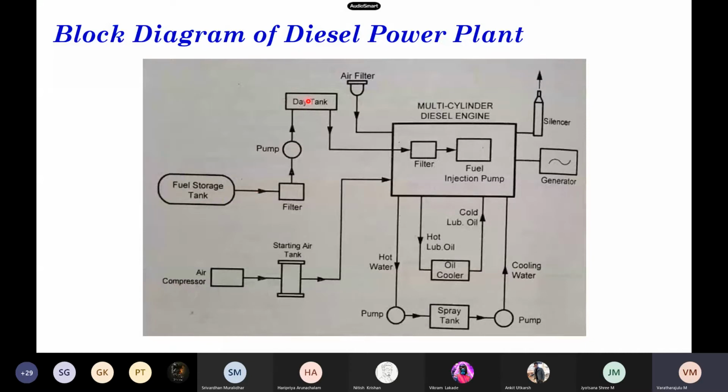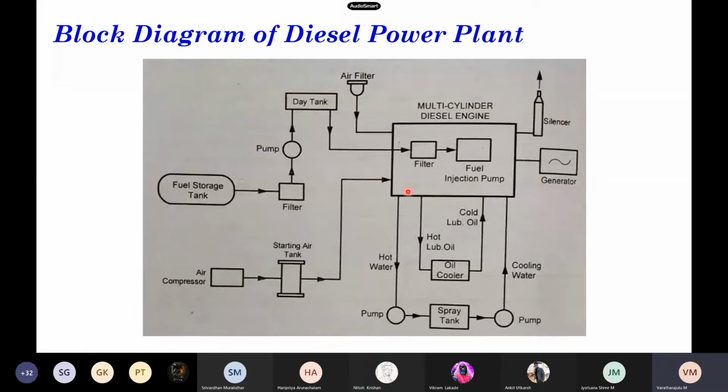In order to actuate the engine, we need to provide the air supply. That happens through the air filter. We are getting the air from the atmosphere, and we are allowing it into the multi-cylinder diesel engine. Once everything is over, it is sent to the atmosphere through the silencer or muffler. In vehicles, it is called a silencer. The other system we have is the air compressor and starting air tank, and then the air is sent to the diesel engine.